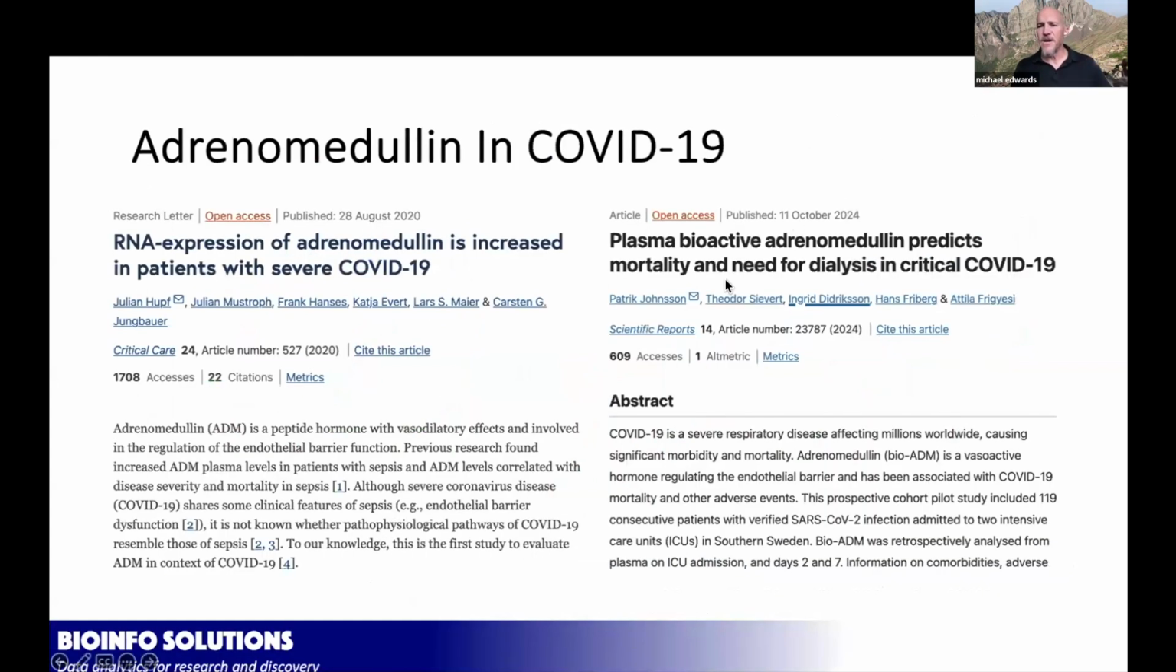And later on, a lot of people published on this. We weren't the only ones to see this. Again, we saw this in mouse, but people were seeing this in humans, showing that it has absolutely increased with severe COVID-19, and that you might be able to use this as a predictor of mortality. If adrenomedullin levels get really high, you tell your doctors, you need to pay close attention to this patient because they have a good potential to die.